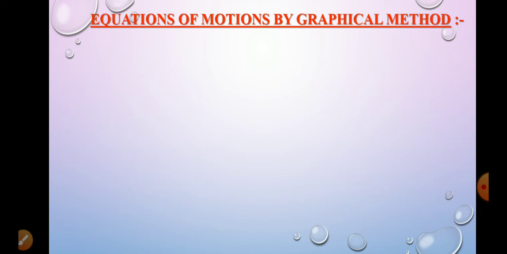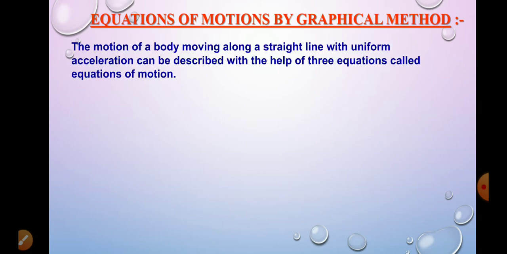That is whether the object is at rest or in motion, or whether the speed of an object is increasing with time, or decreasing with time, or the speed of an object is constant. All such observations can be studied with these quantities. Okay, so equations of motion are a set of three equations. The motion of a body moving along a straight line with a uniform acceleration can be described with the help of three equations, and these equations are called equations of motion.